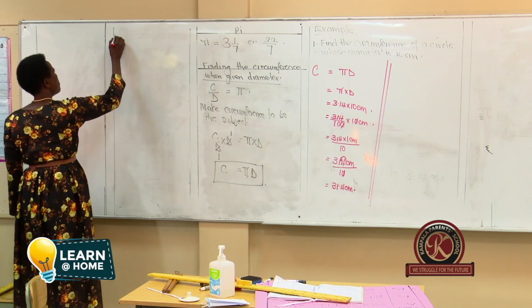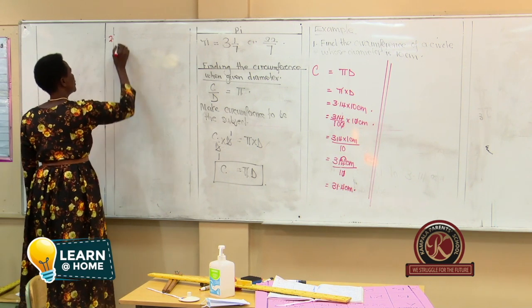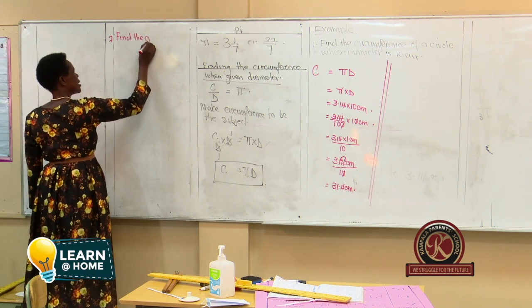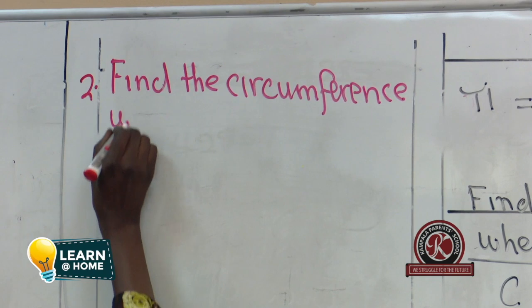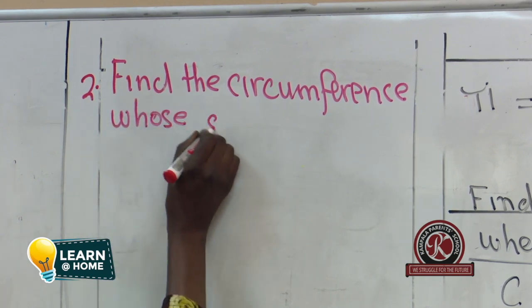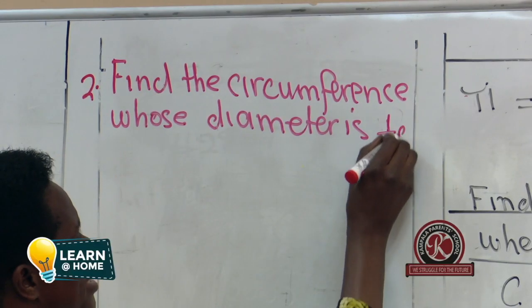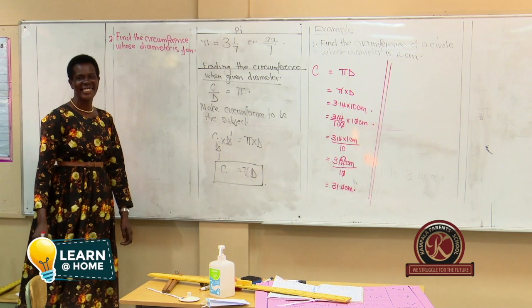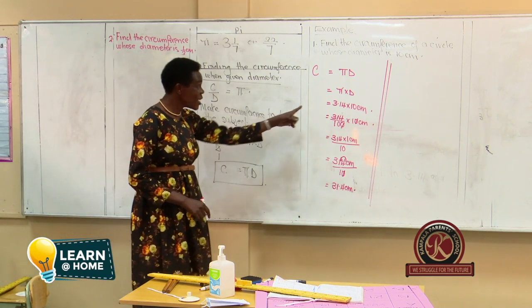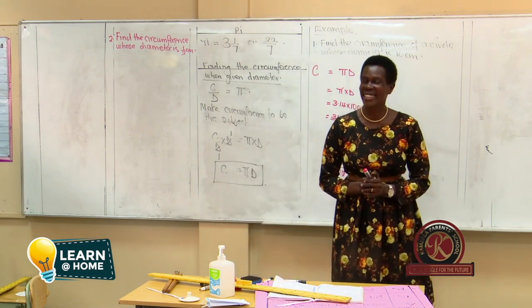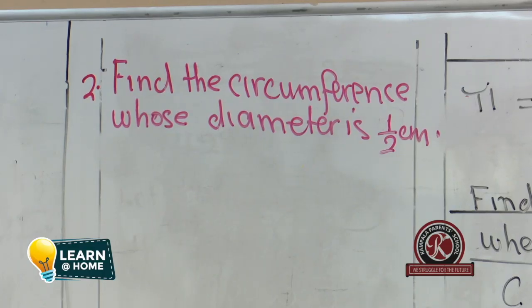Let me give you number 2. Find the circumference whose diameter is 1 out of 2 centimeters. There you are. This one was a simple number. Now the other one. What are we going to do? Find the circumference whose diameter is 1/2 centimeter. There you are. Let's move.